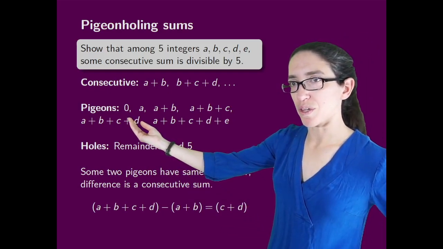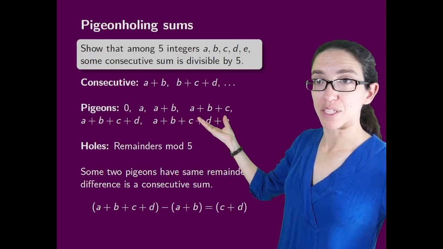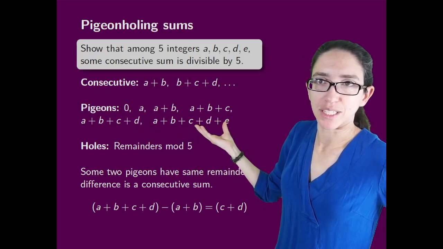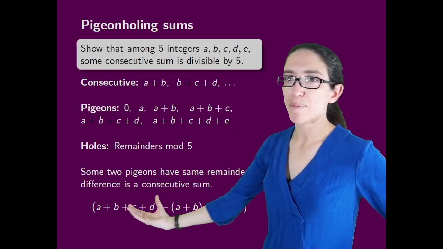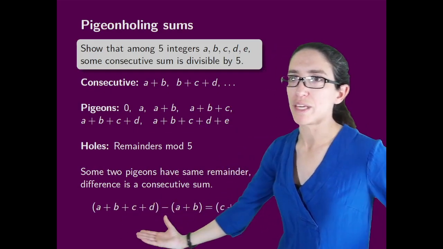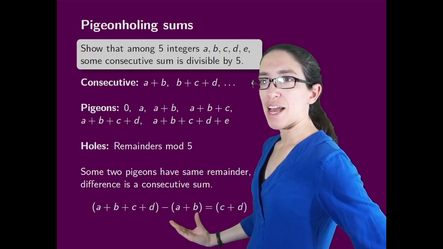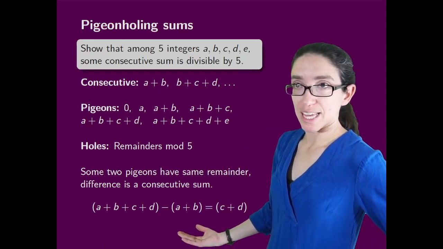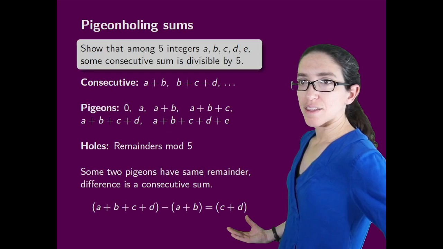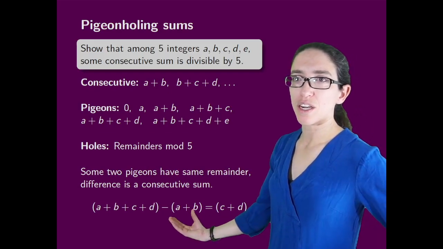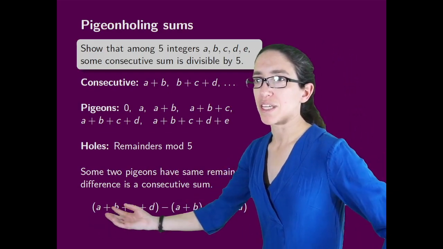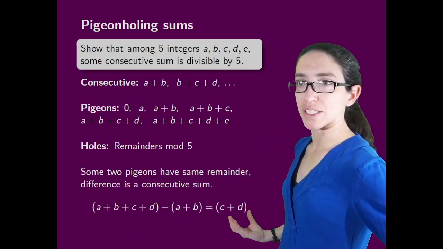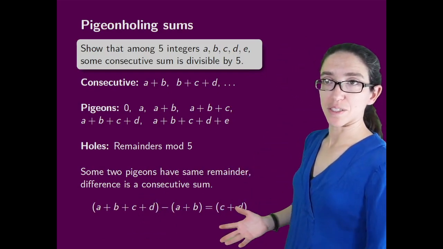Even if 0 is one of your pigeons in the same hole as, like, a plus b plus c, then a plus b plus c minus 0 is still a consecutive sum. It's a plus b plus c. Or if we happen to have the 2 pigeons that are in the same hole being a plus b plus c plus d and a plus b, well, their difference is divisible by 5 because they have the same remainder, and their difference is a consecutive sum. If we knock off the a plus b part from the initial part of that sum, then we still have a consecutive sum, c plus d, remaining. And that's going to be divisible by 5.